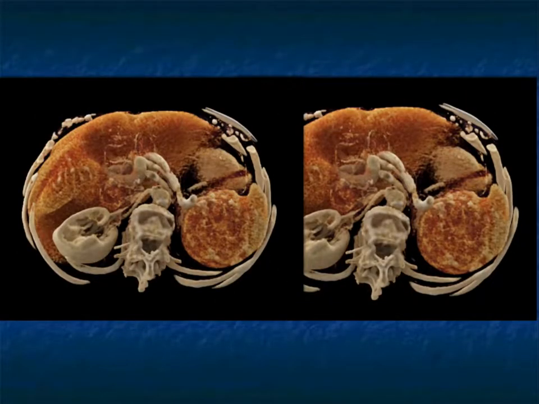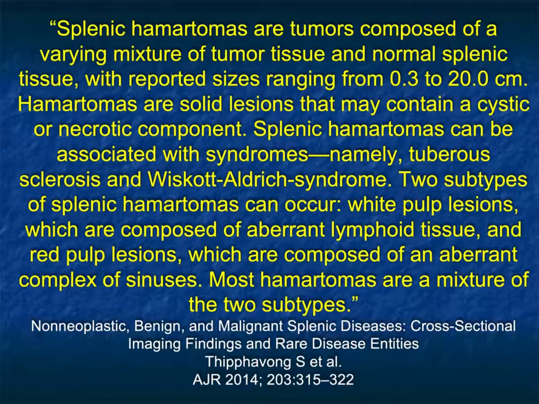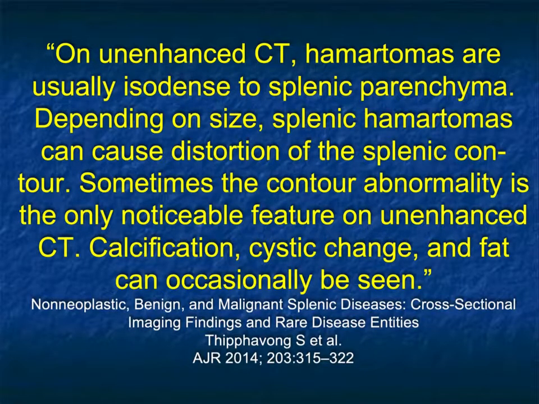Here it is the look on cinematic rendering with the textural changes and the outpouching of the lesion. This article by Thipasong: splenic hamartomas are tumors composed of a mixture of tumor tissue and normal splenic tissue, ranging from 3 millimeters to 20 centimeters in size. So again, a very important lesion, but it's a benign lesion. And again, the challenge is to be able to recognize it.